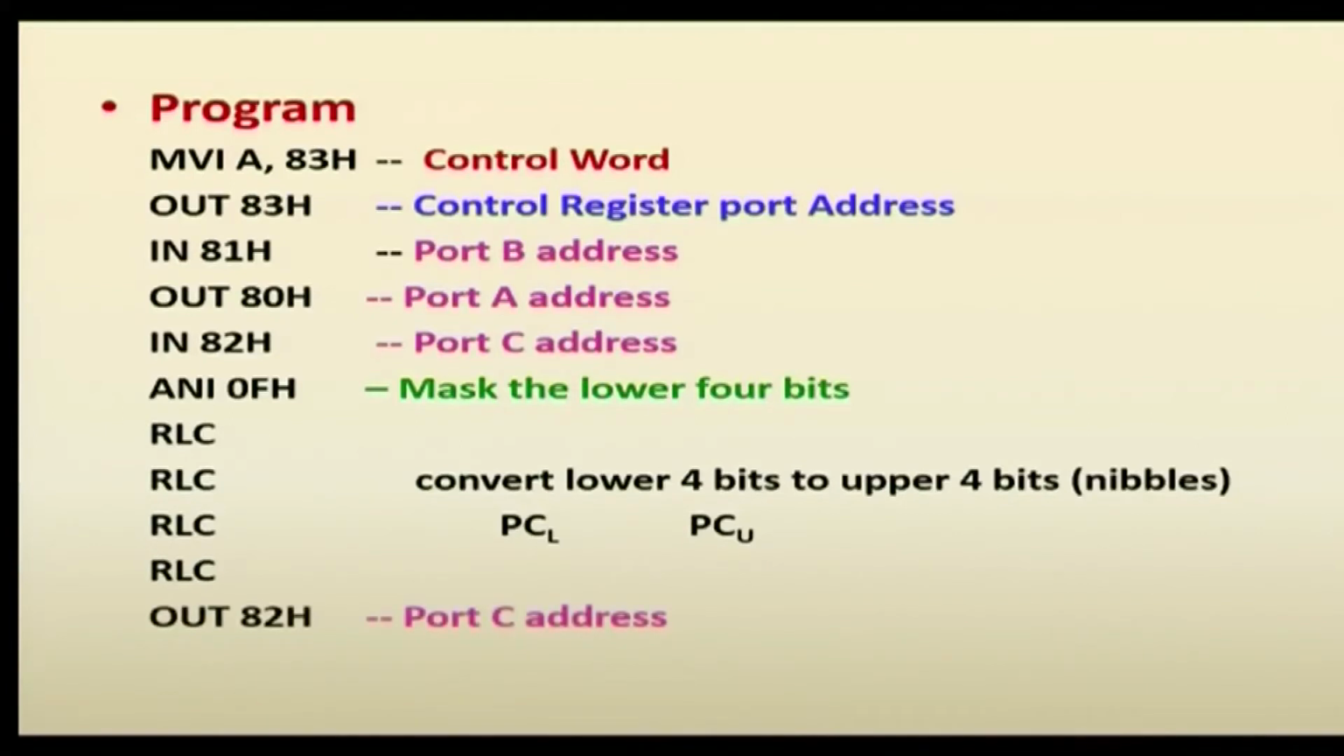Now, we have to use the OUT 82H instruction to display the upper value on the LEDs, then stop the program. Now, we will explain with a simple example. I want to display the value 246 because we have selected 12 bits. So, 12 bits means 3 digits. So, for port A I will use 46, for port C 12.